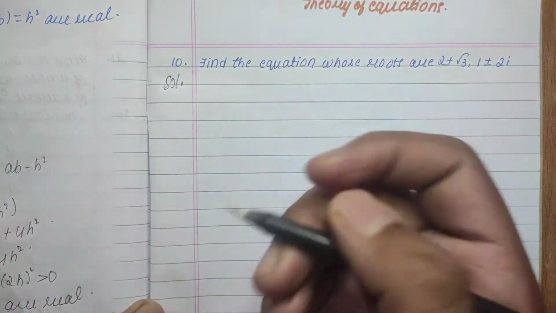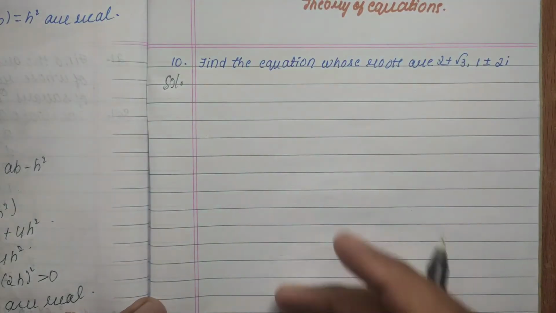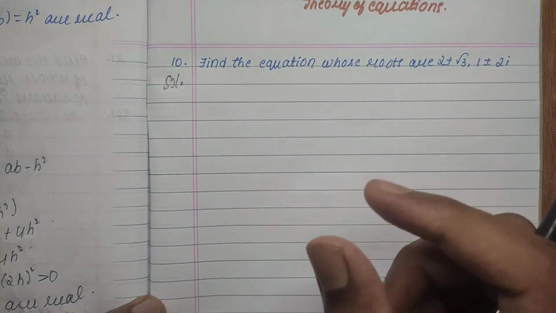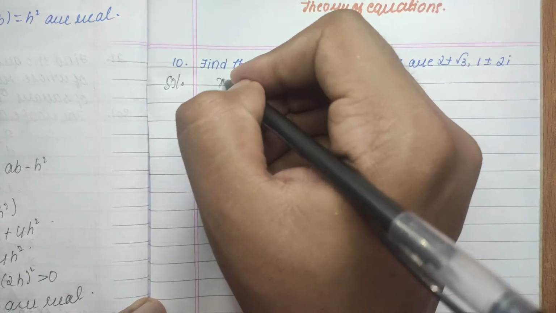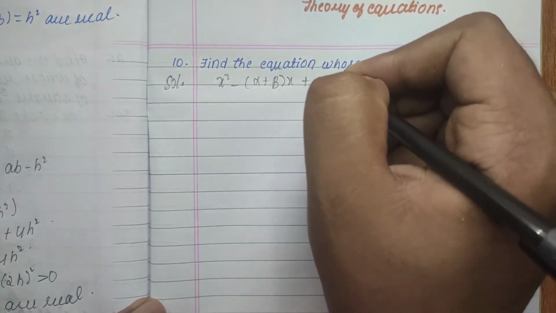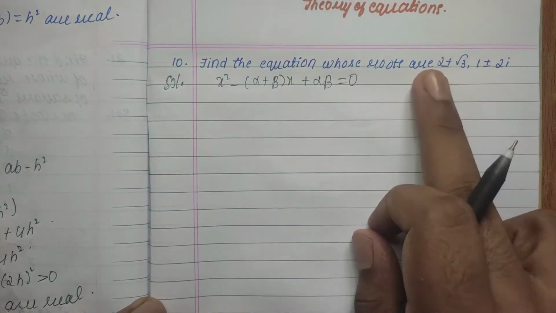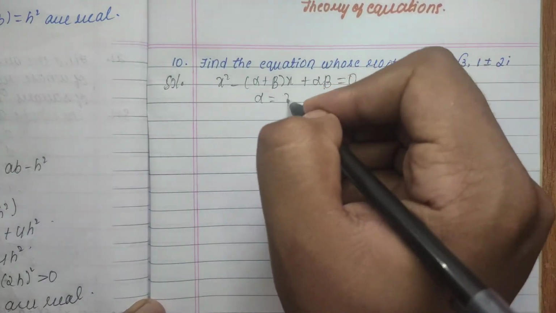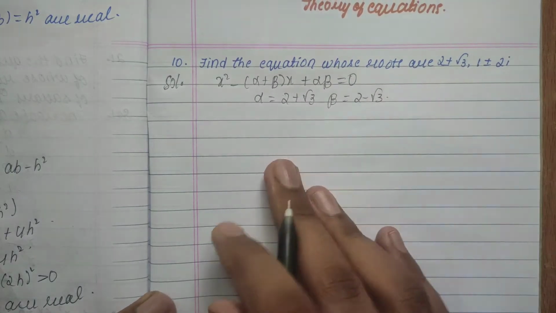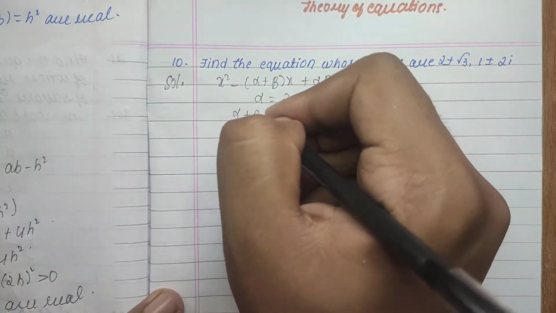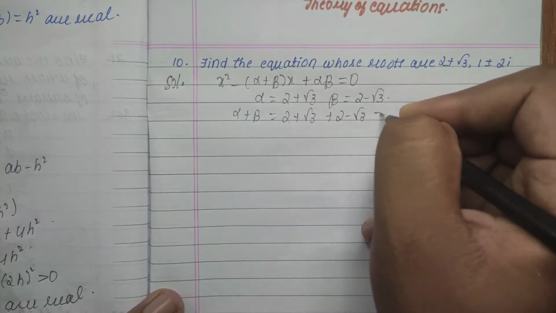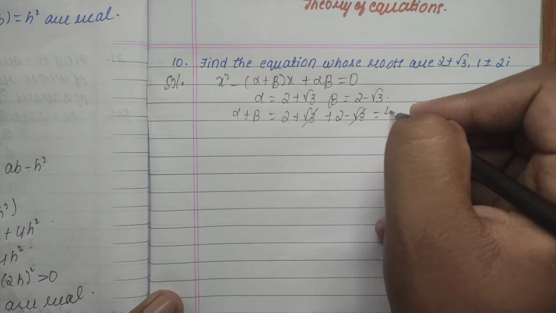As discussed in the video on quadratic equations, we know the formula of the equation whose roots are alpha and beta, that is x square minus (alpha plus beta) x plus alpha into beta. So first take alpha as 2 plus root 3 and beta as 2 minus root 3. Find alpha plus beta: 2 plus root 3 plus 2 minus root 3, the root 3 minus root 3 gets cancelled, that is 4.